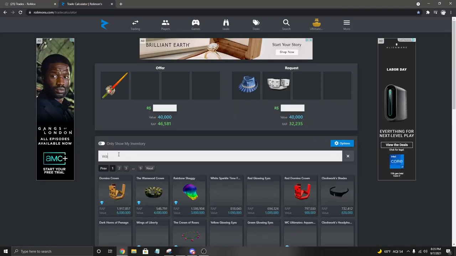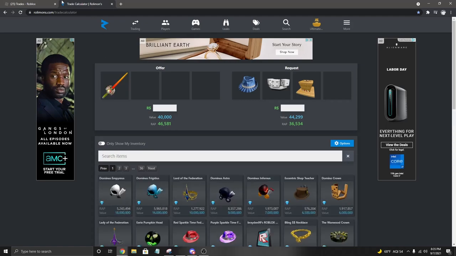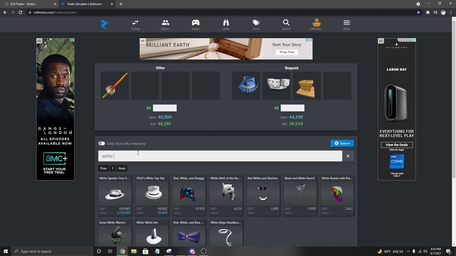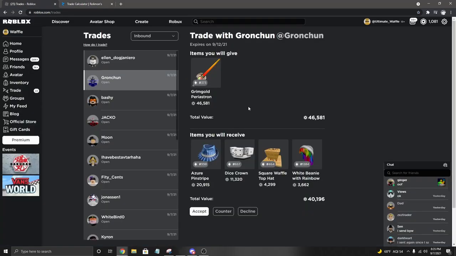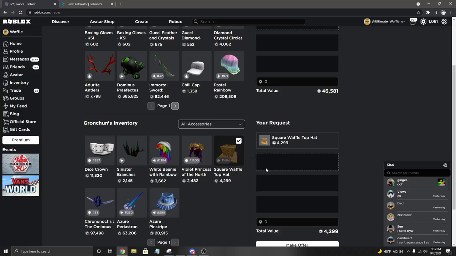Now this person does have a waffle hat. I'm trying to actually counter the trade earlier from them. I'm just trying to get their waffle hat and nothing else. White beanie, here we go. So this is going to be an 8k overpay again for Perry here. I'm not going to take this, even though it's tempting with the waffle hat. I'm going to try and get this waffle hat by itself. So what I'm going to do is counter this, actually, because I do want this waffle hat.